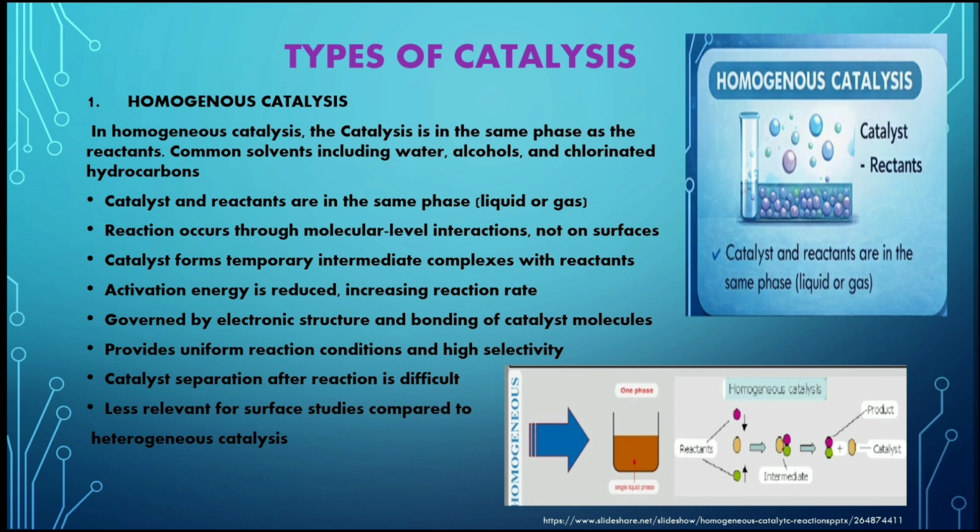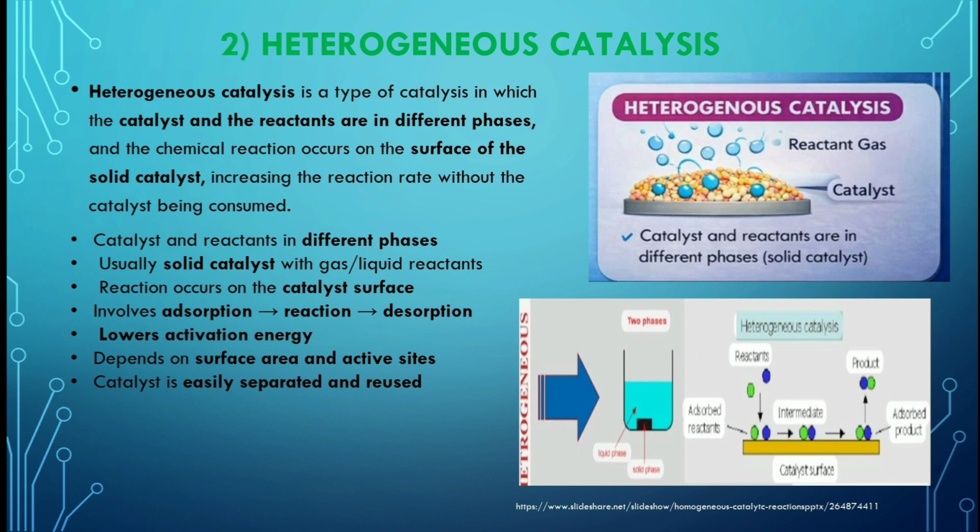This type of catalysis offers uniform reaction conditions and high selectivity, but separating the catalyst after the reaction is difficult. Next, coming to the heterogeneous catalysis. Heterogeneous catalysis occurs when the catalyst and the reactants are in different phases, usually with a solid catalyst and gas or liquid reactants. The reaction takes place on the surface of the solid catalyst.